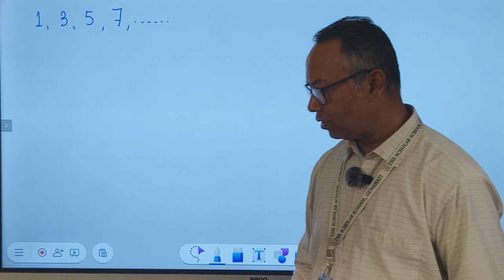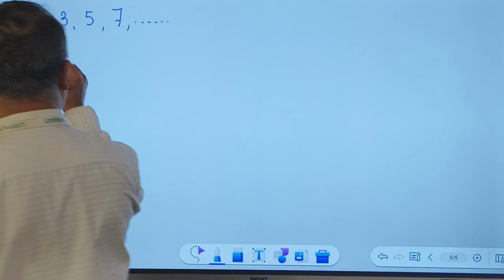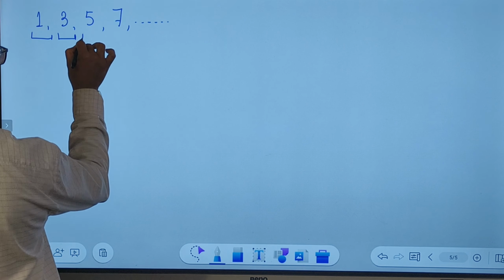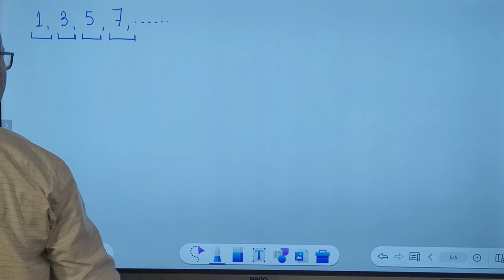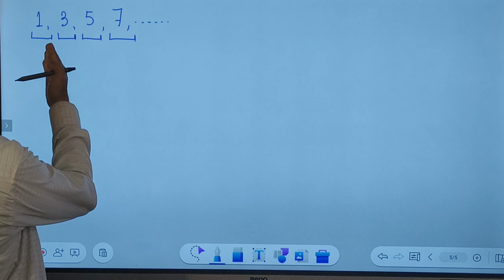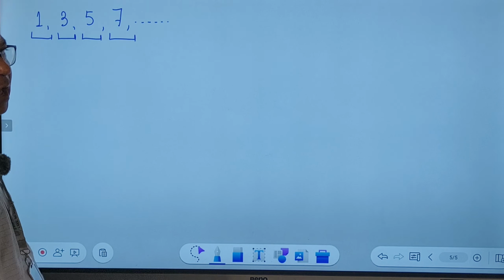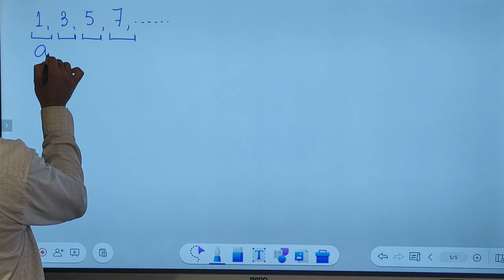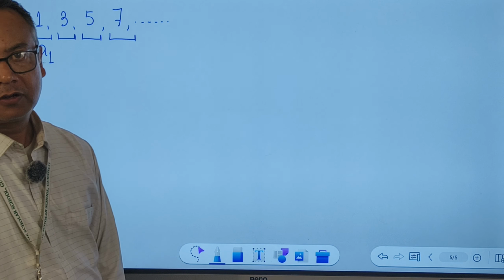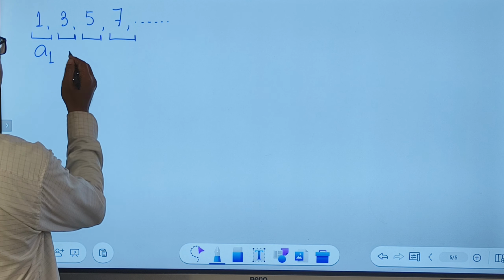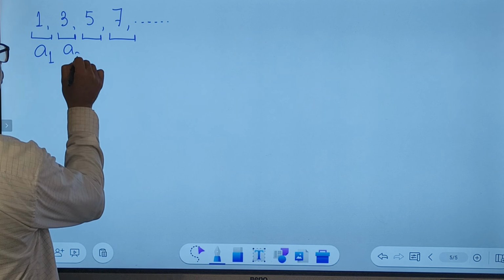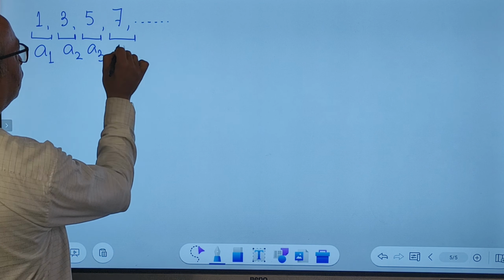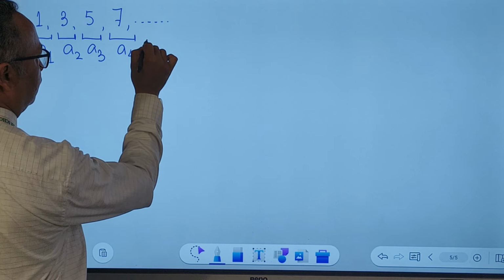In this particular case, these are called terms. Since this is the first one, it is called the first term, and we write the first term as A1. Similarly, the second term A2, third term A3, fourth term A4, like this.